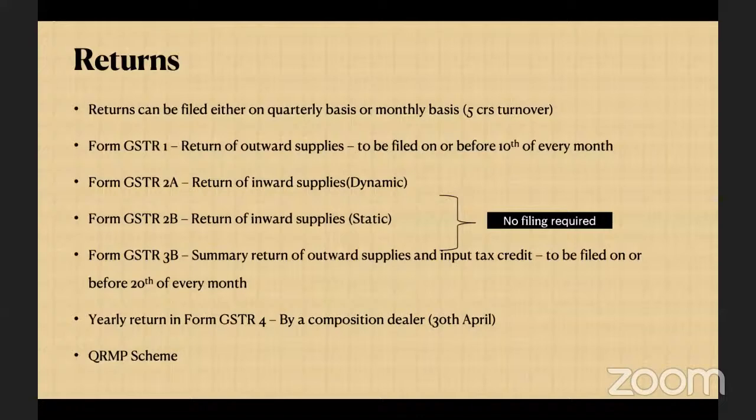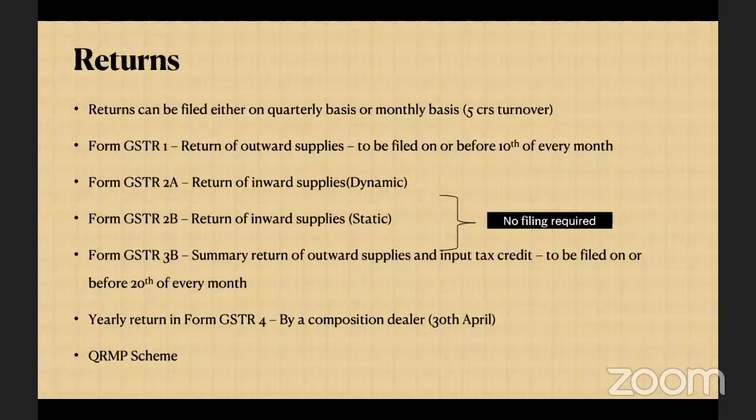Now let us understand what types of returns a regular taxpayer files on a monthly basis. First is Form GSTR1. Form GSTR1 is nothing but the return of all outward supplies that a registered person made during the month. Suppose within the month I make 10 invoices of taxable supplies and 10 invoices of exempt supplies, I should disclose both the value of taxable supplies plus exempt supplies in my GSTR1.